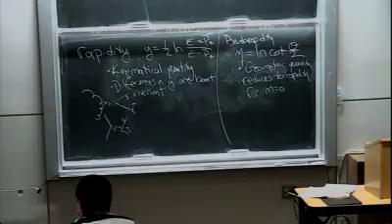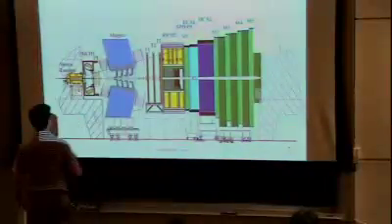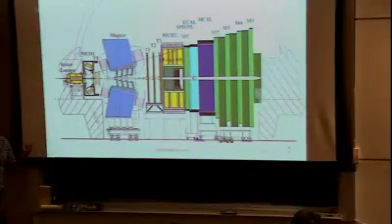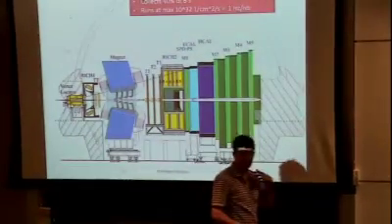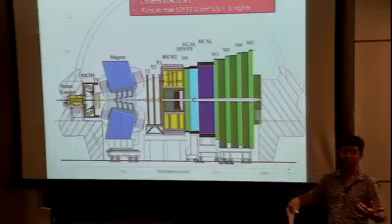So one thing LHCb needs is a very good vertex detector. We'll talk about this a little bit more, but a property of a B meson is that it has a lifetime that is not too large and not too small. So it doesn't decay immediately. It decays after moving a little bit in the detector.